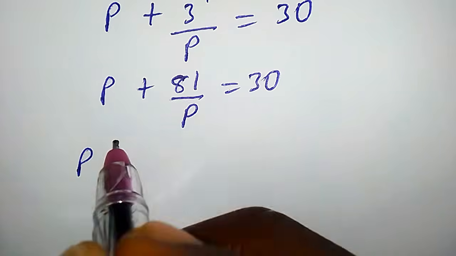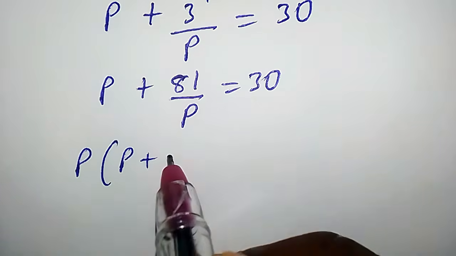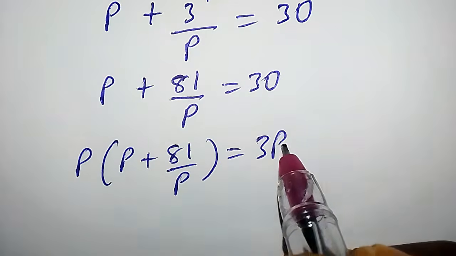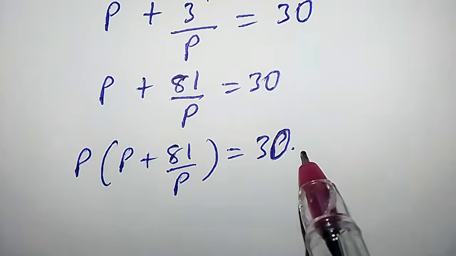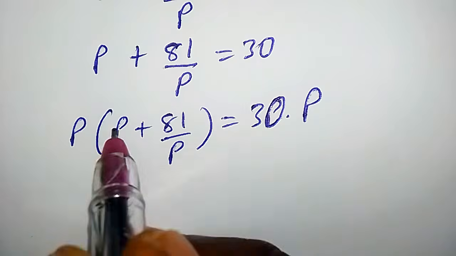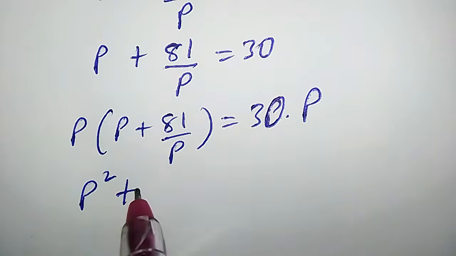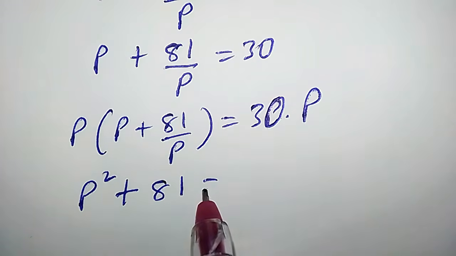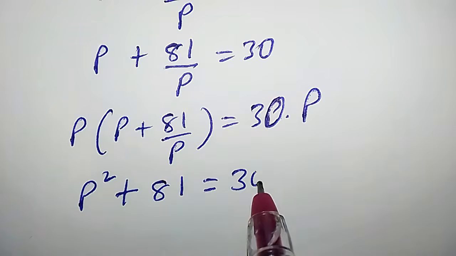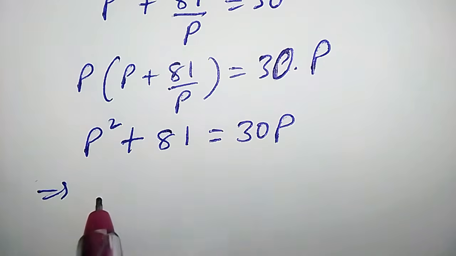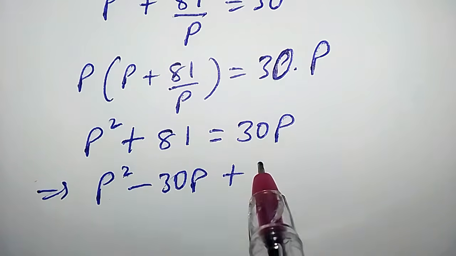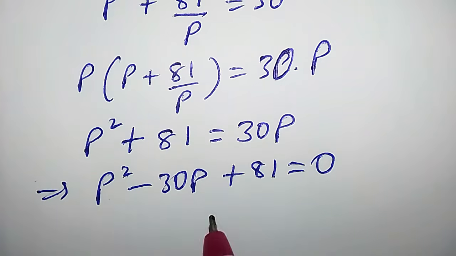So we have p into p plus 81 divided by p equal to 30 times p. p times p, that is p square, plus p times 81 divided by p, that is 81, equal to 30 times p, that is 30p. This implies that p square minus 30p plus 81 is equal to 0. By just rearranging this equation, we have this.